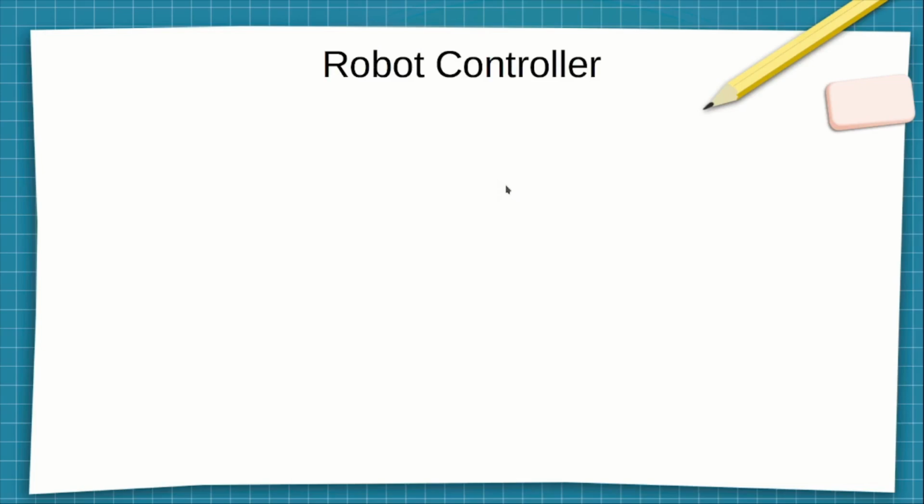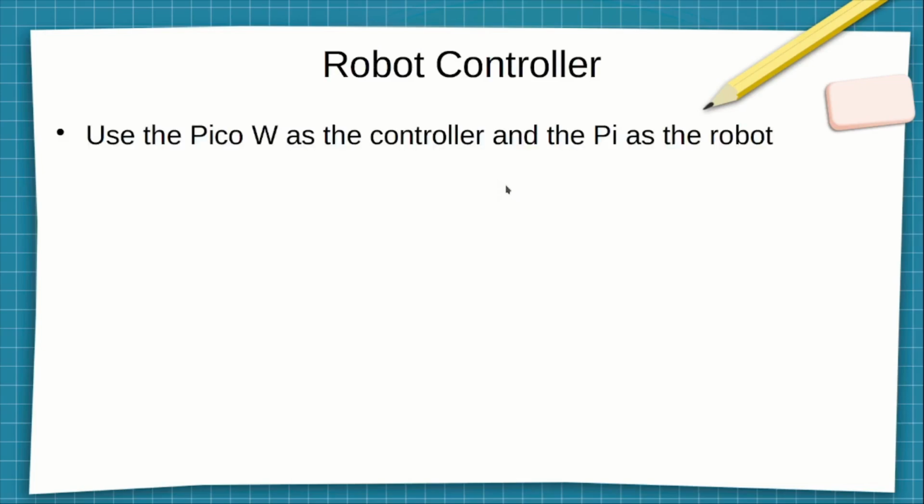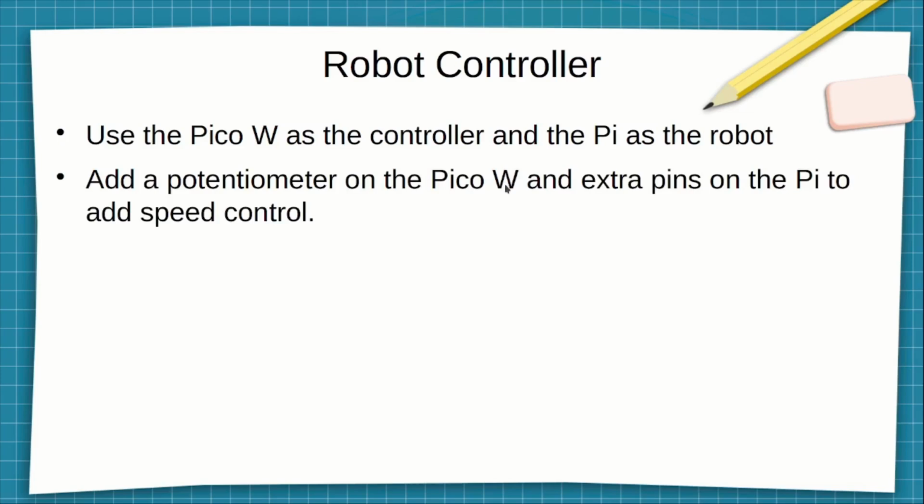Then we have a robot controller. So we use the Pico W as the controller and the Pi as the robot. Then we add a potentiometer to the Pico, and of course we add extra pins on the Pi to add speed control. And of course the buttons will control movement.